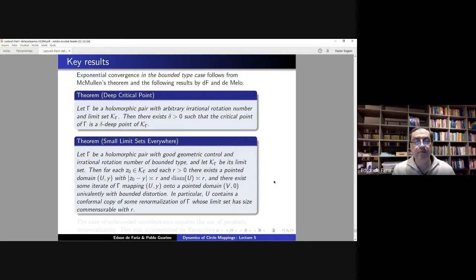In fact, I'm at the end of my talk by now. The unbounded combinatorics case was really accomplished by Yampolsky. He used this very nice theory of parabolic renormalization that he developed for this purpose. Okay, and that's it. So once you have this, you have exponential convergence of renormalizations, and therefore, by what we did in the previous lectures, you have the smooth rigidity of these critical circle maps. This is only for one critical point. For more critical points, there are some new, recent developments.